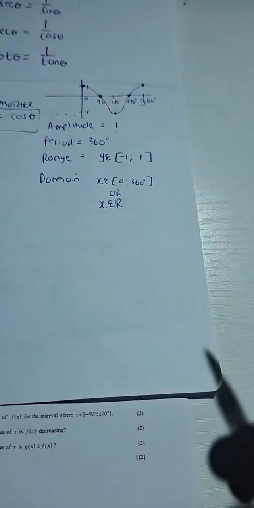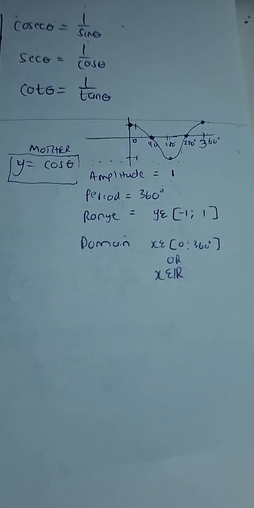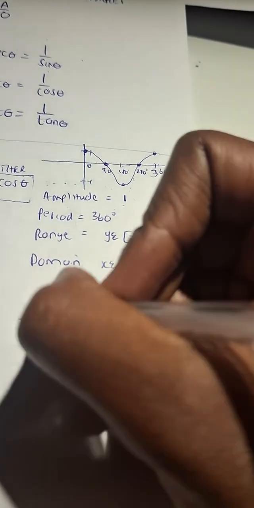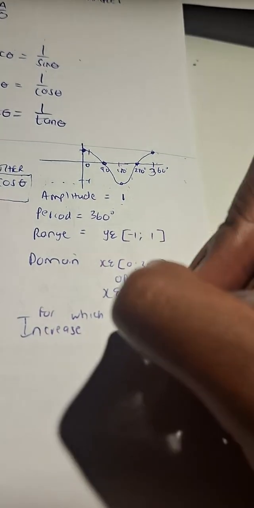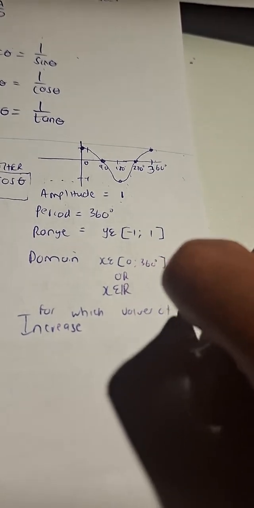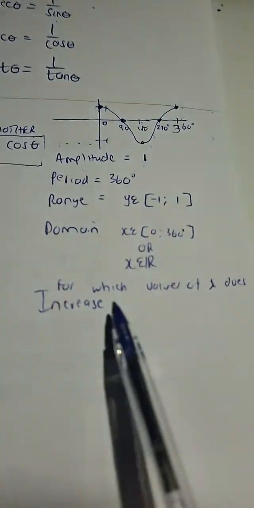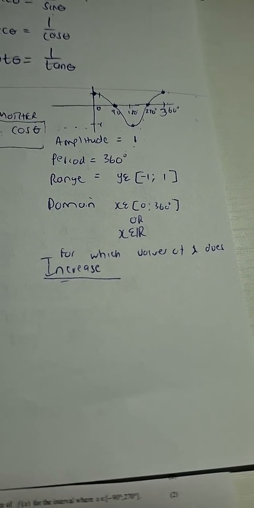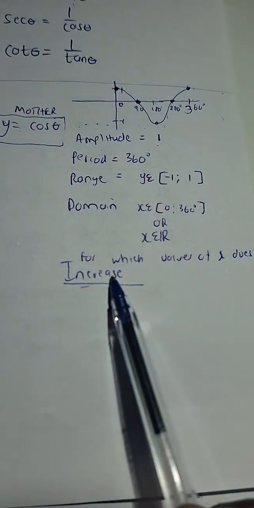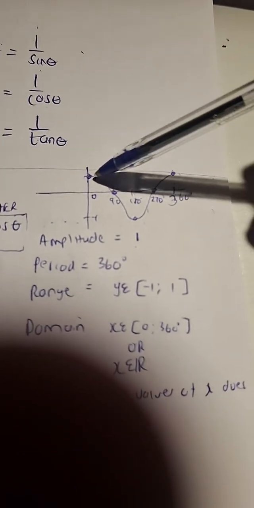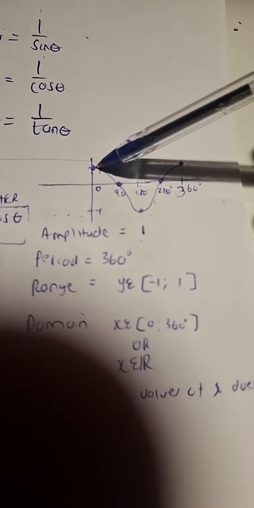Okay. Yeah. Then what other thing? Oh, for both functions, sometimes they like asking this question. They say, for which values of x does the cosine graph increase? Where is the cosine graph increasing?